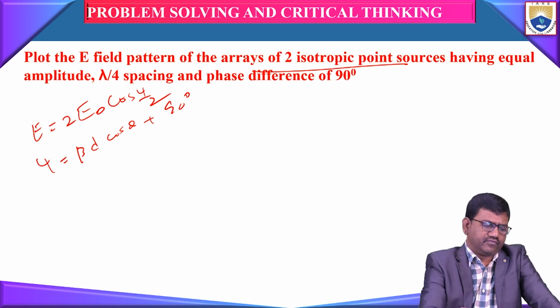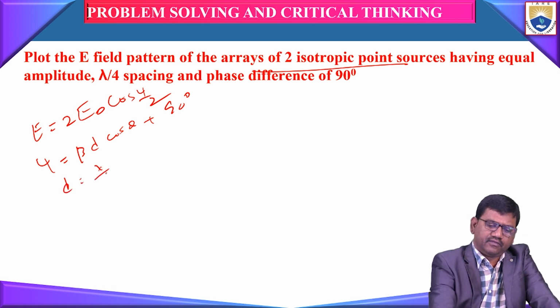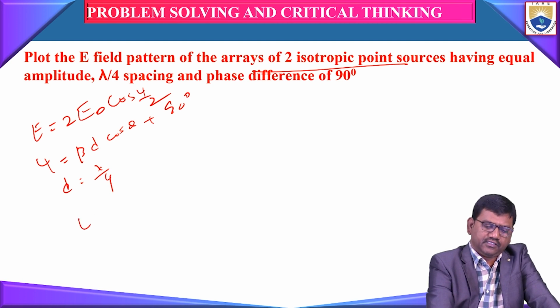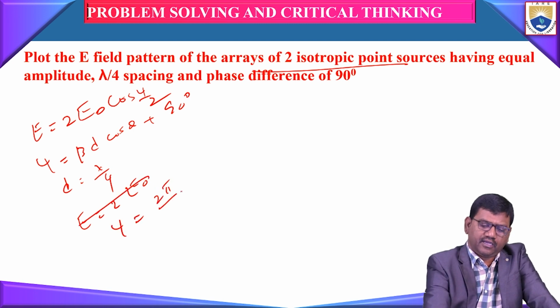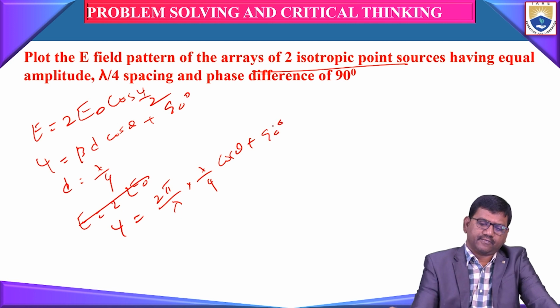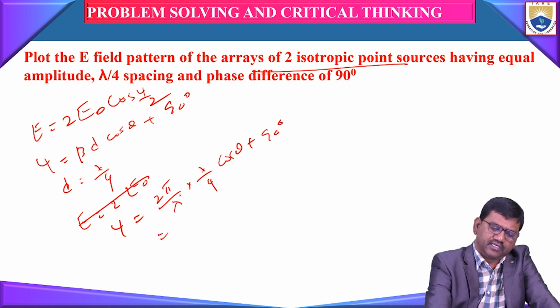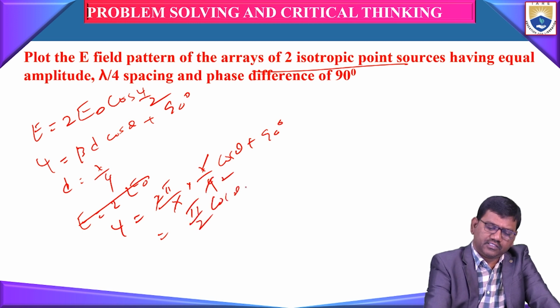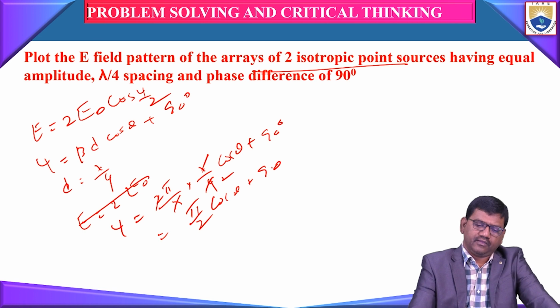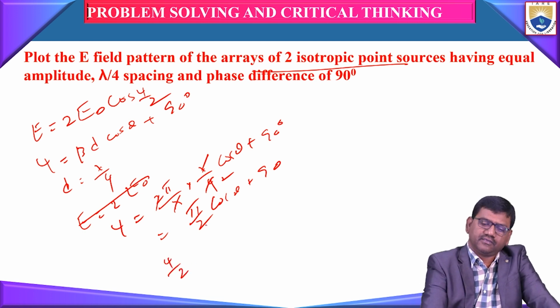Now let us find out the value of psi. d is given as lambda by 4, and E is equal to 2 E naught cos psi by 2. Psi is equal to 2 pi by lambda into d, which is lambda by 4, into cos theta plus 90 degrees. Now lambda gets cancelled, and the 2s get cancelled. So this is pi by 2 cos theta plus 90 degrees. Now psi by 2 is equal to pi by 4 cos theta plus pi by 4.